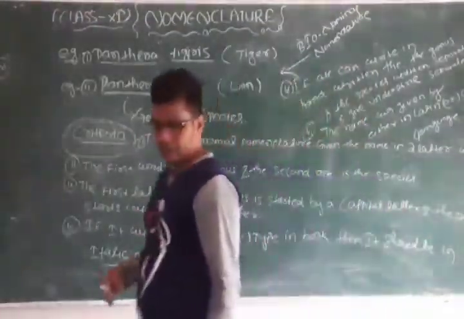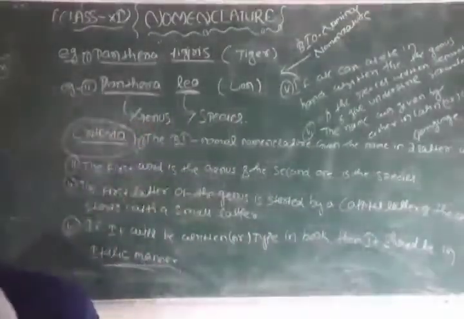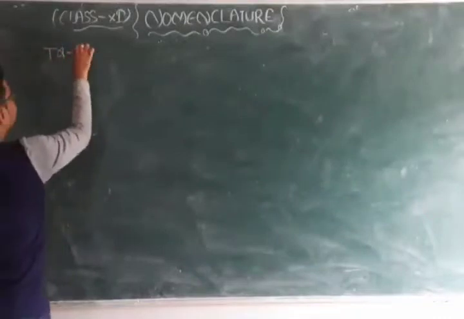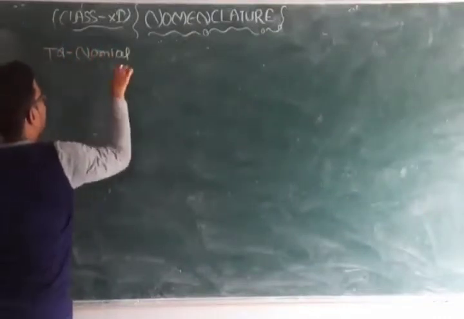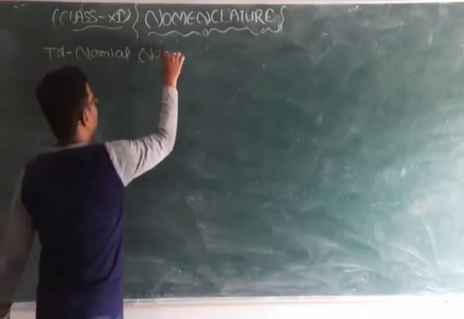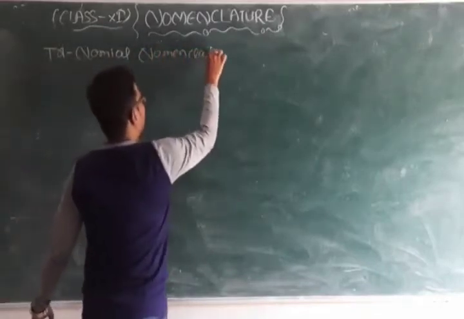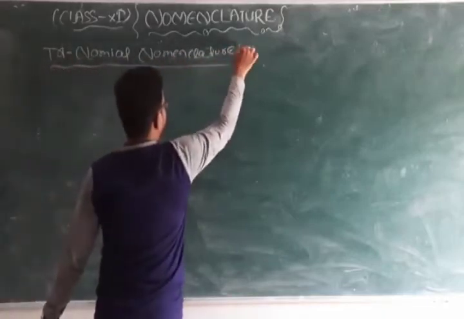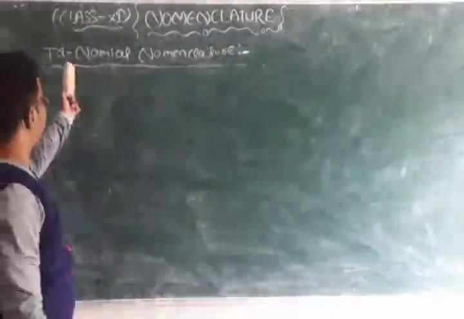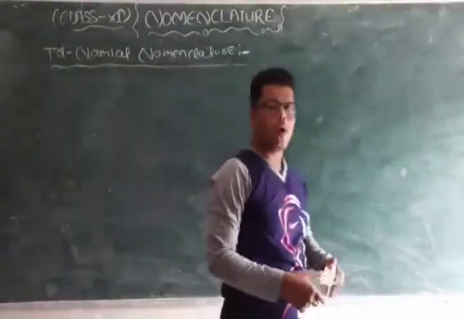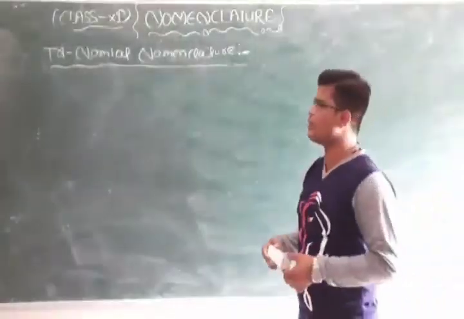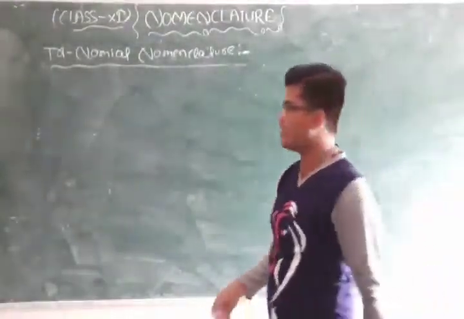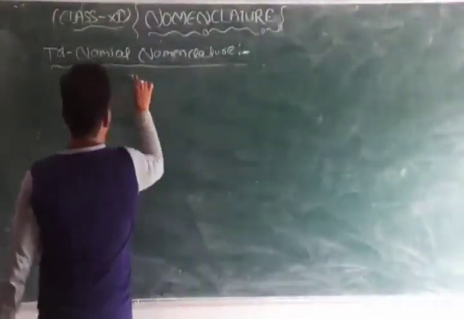So that I can explain what is trinomial nomenclature. Now we have discussed the trinomial nomenclature. What is trinomial nomenclature? This is nothing but the naming system, or the scientific name, given by a 3-letter word.